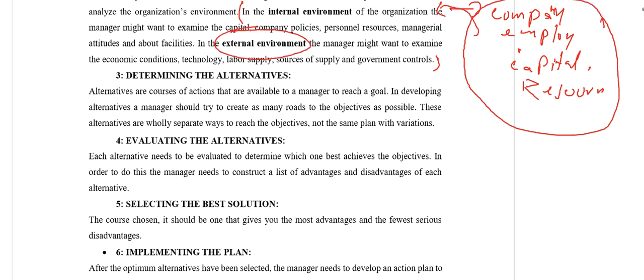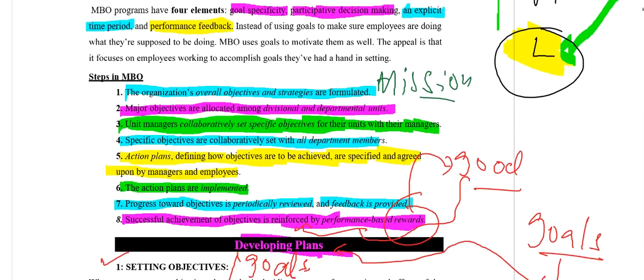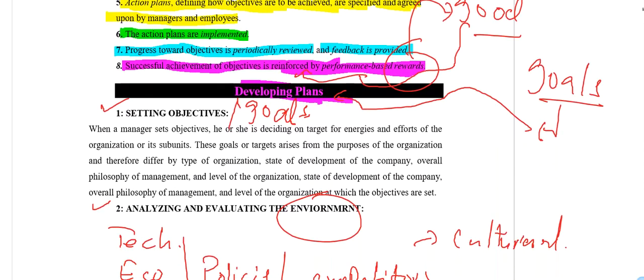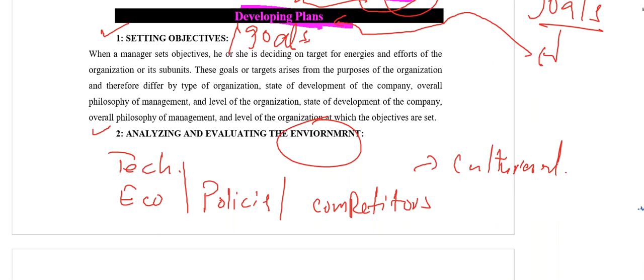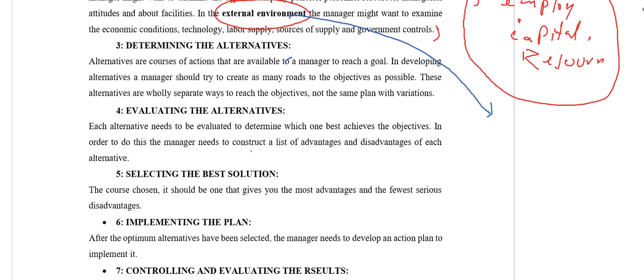And there is external environment, and the factors of external environment we have already studied above. So these are the factors which are called external environment. After analyzing and evaluating the environment, we determine the alternatives.